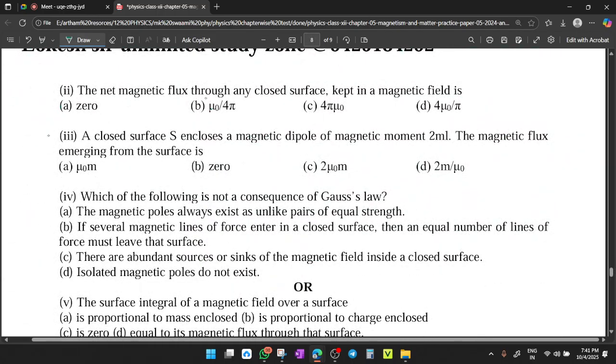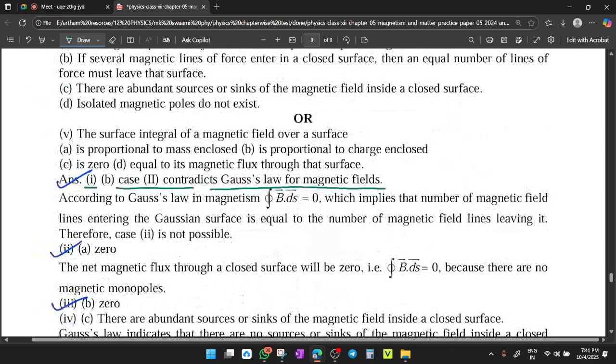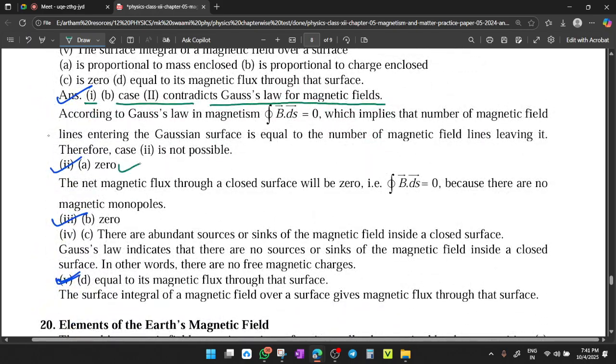Second question, the net magnetic flux is 0, no problem, we know it. A closed surface has enclosed a magnetic dipole moment 2 ml, the net magnetic flux emerging from the surface is equal to 0. So question number 2 should be 0. 3 should be 0. Answer for number 2 and 3.